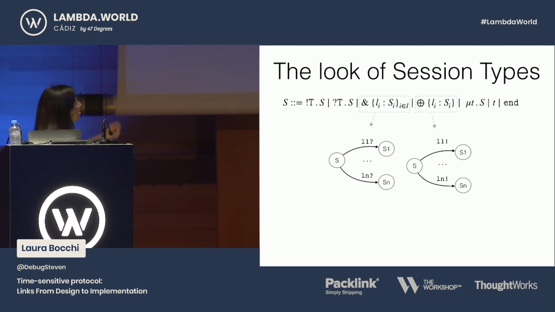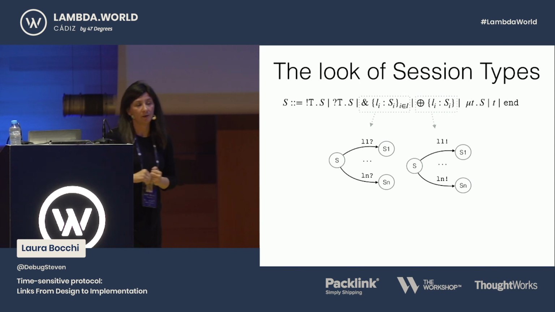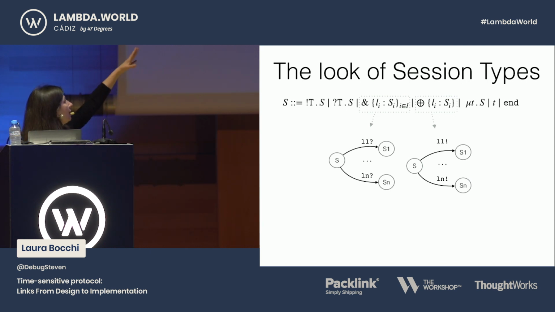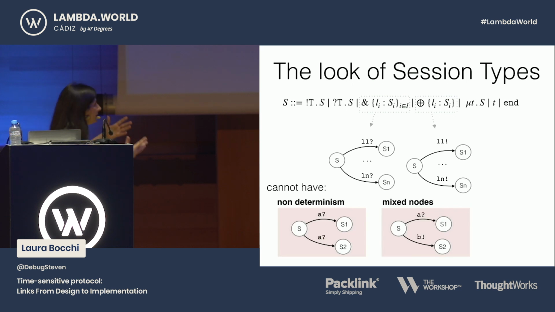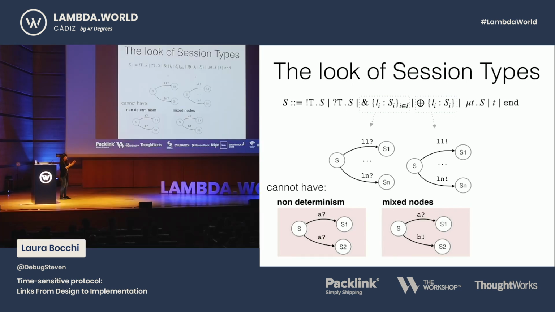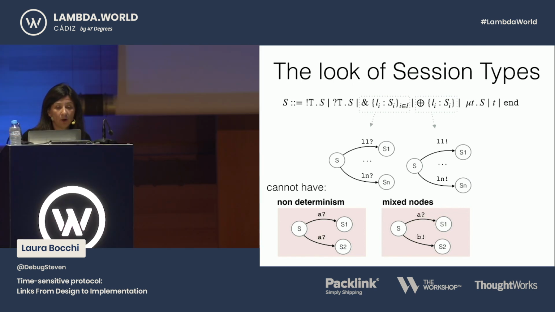And the other one is a selection, which is the dual action, the client that has a number of choices and chooses one of the labels. The last three are recursive definition, recursive call, and terminated type. And you can see that just by having this syntax, you have built in these properties that we were discussing for automata. We have non-determinism because the labels on branching and selection are all different. And we do not have mixed nodes because either you have branching or you have selection. You cannot mix and match.